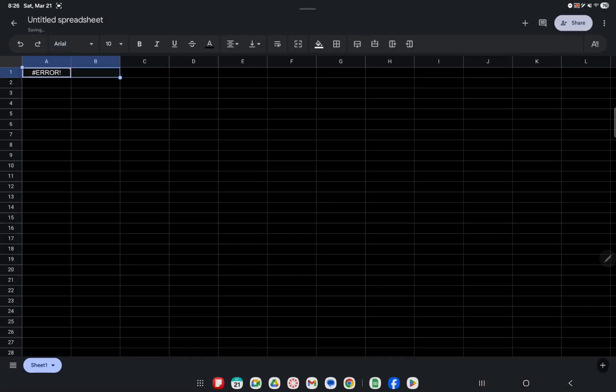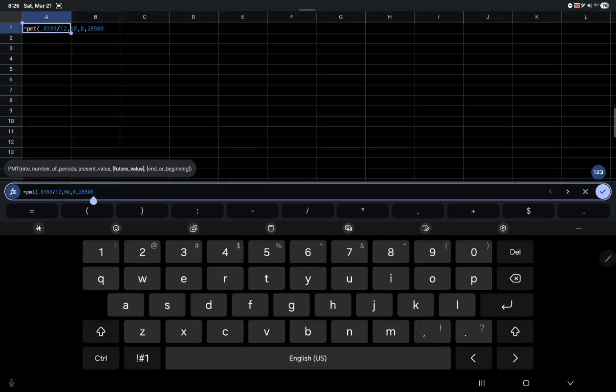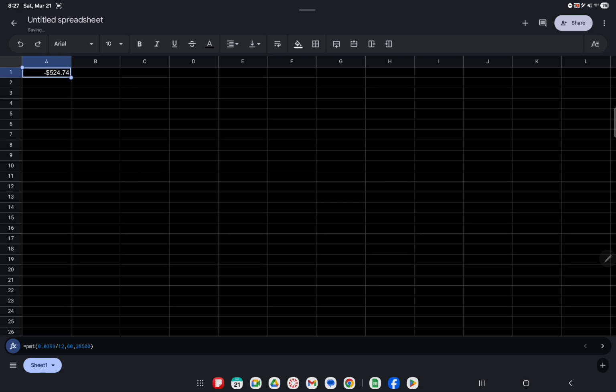Nope, okay. It doesn't like the formula. Why not? It worked the other day. Is it because I didn't close it? Weird, because I didn't close the formula, it didn't like it.